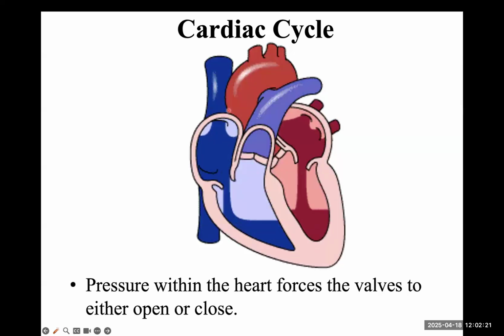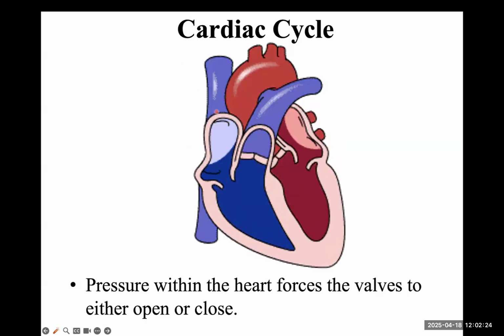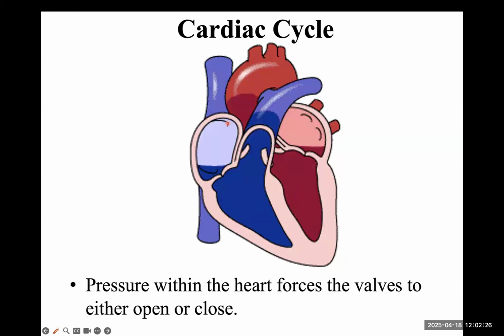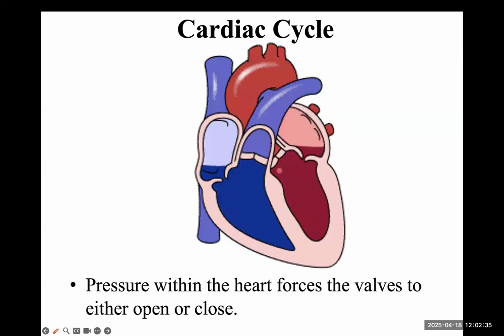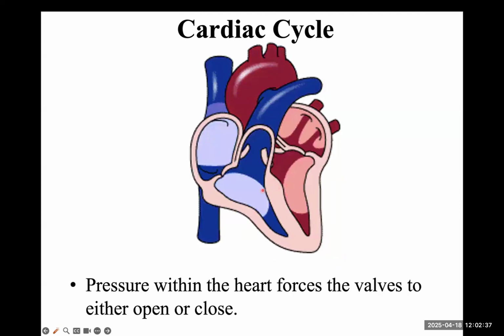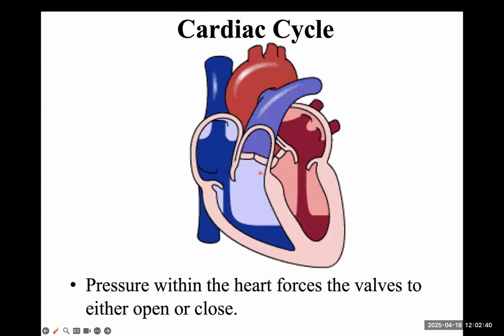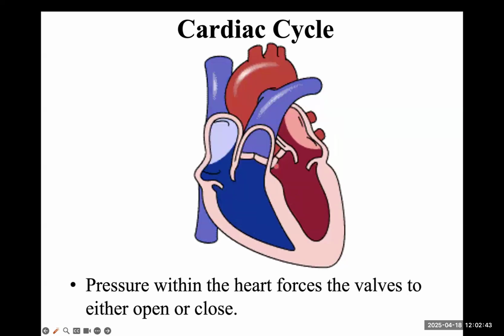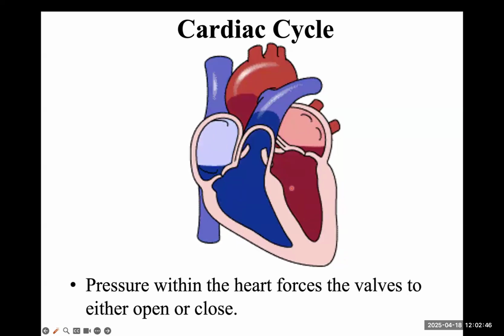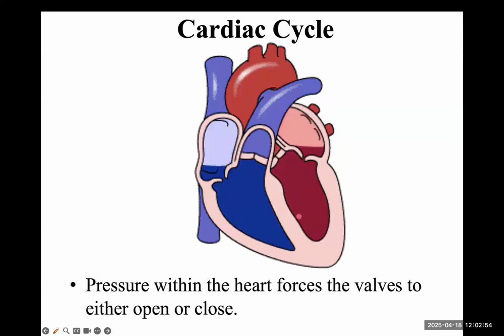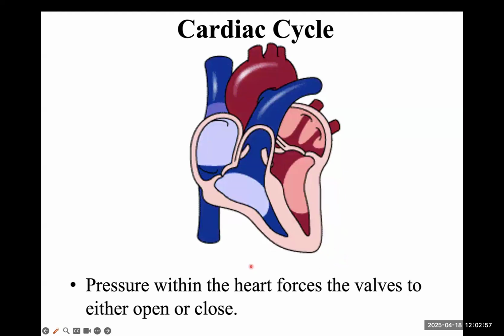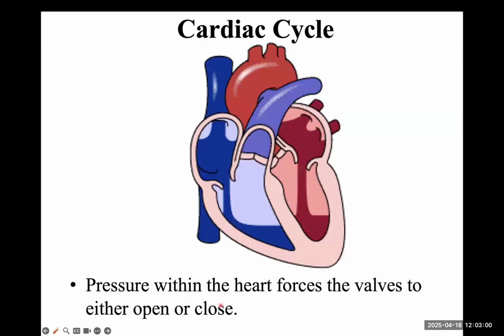So what do I mean by that? Let's pretend that this is your atrium and your ventricles. If the bottom ones contract at the same time as the top ones, they might push the blood back up, and then nothing's going to happen because they're all contracting at the same time. So you need to have one contraction at a time. The atria contract first so they can push the blood down, and after that the ventricles contract, and that's what the cardiac cycle is. So pressure within the heart forces the valves to either open or close.